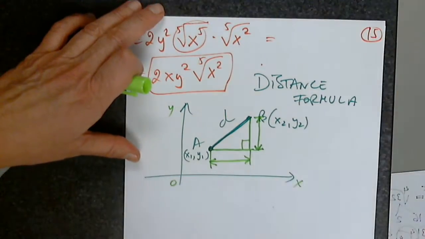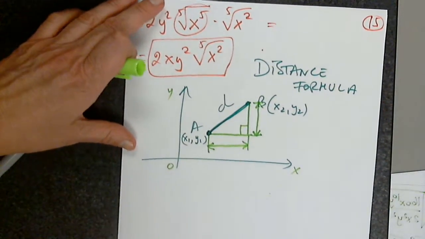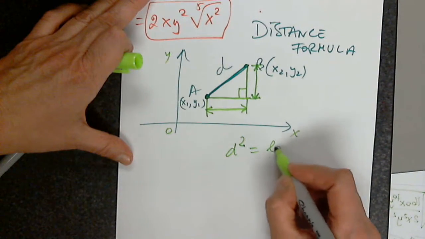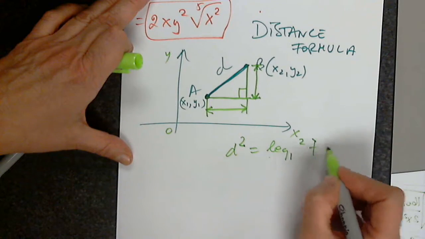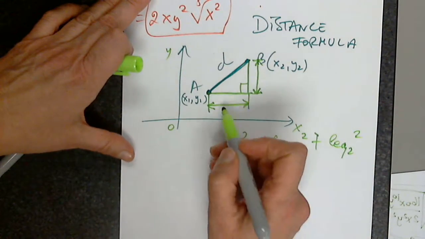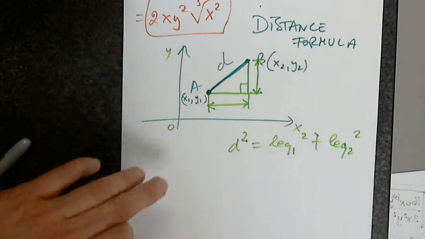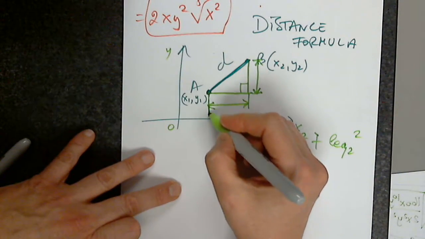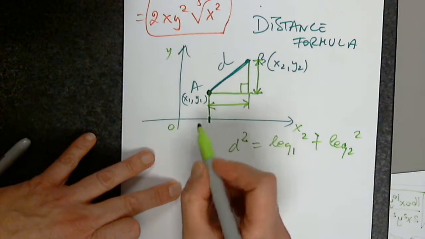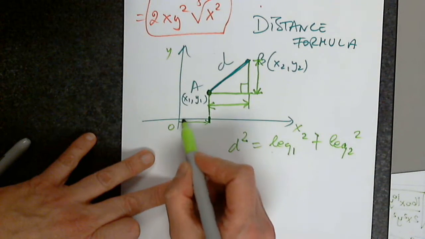I'm going to use the Pythagorean theorem. So I'm going to say that the distance squared equals leg 1 squared plus leg 2 squared. So this is my leg 1 and this is my leg 2. Okay, so now can anyone tell us what is this? This point is x1, y1. So how much is this distance?